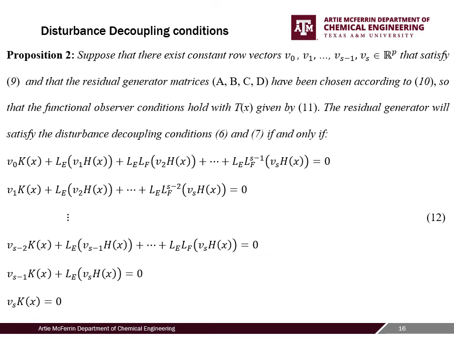The following proposition provides necessary and sufficient conditions for the residual generator to meet the disturbance decoupling conditions. Suppose there exist constant row vectors v0 to vs that satisfy equation 9, and the residual generator matrices A, B, C, D have been chosen according to 10, so that the functional observer conditions hold with T of x given by 11. The residual generator will satisfy the disturbance decoupling conditions 6 and 7 if and only if equation 12 holds.